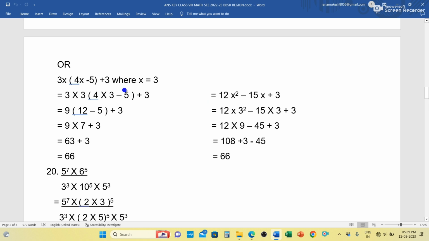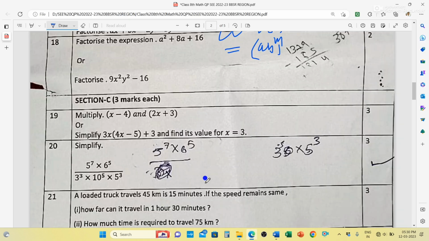Otherwise you can do also like this. 12x square minus 15x plus 3. So you will multiply 3x into 4x equal to 12x square, minus 3x into 5 equal to 15x, minus 15x plus 3. Then you have to put the value of x equal to 3. So 12 into x square means square of 3, minus 15x means 15 into 3, plus 3. So 12 into 3 square, 9, minus 15 multiplied by 3 equal to 45, plus 3. So 12 nines are 108 plus 3, minus 45. 108 plus 3, 111, minus 45 equal to 66.